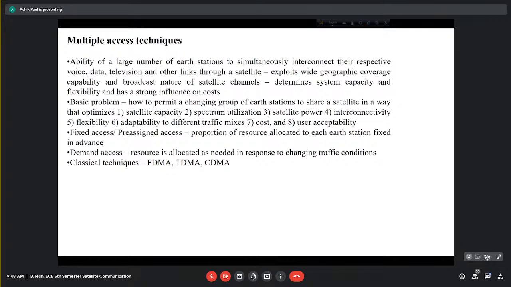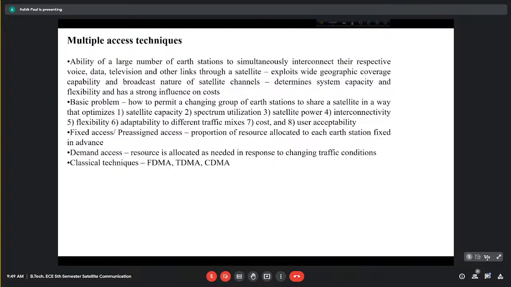So when we talk about accessing the transponders on board a satellite by different users, one thing that we should keep in mind is that from common sense we can understand that we could either allocate a fixed proportion of the resource. What is the resource in this case? The resource could be, for example, the total time over which one could access that particular satellite. It could be the different frequencies or the bandwidth of that transponder.